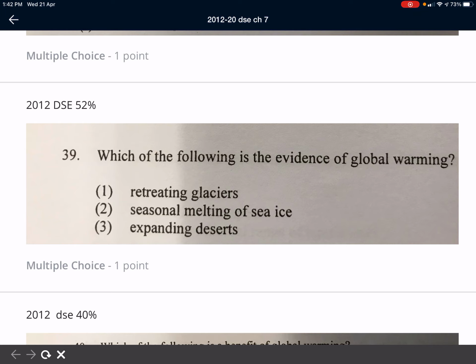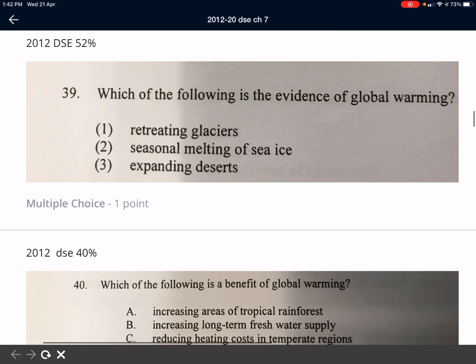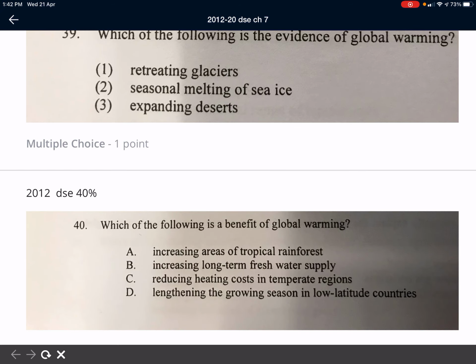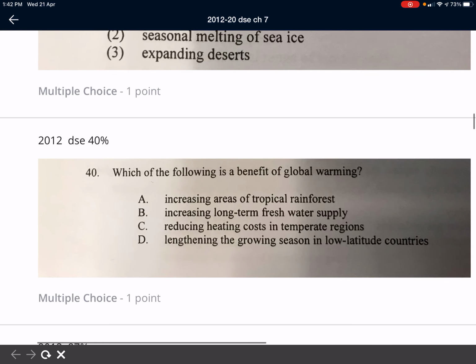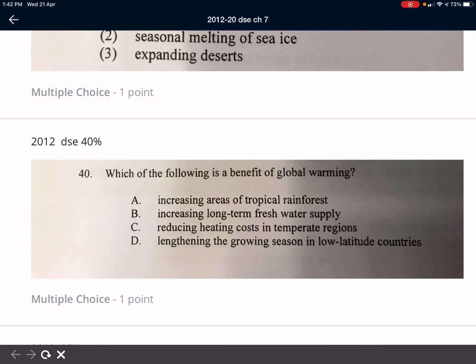And how about number 3? Expanding deserts, true, because the higher temperature will make the deserts more evaporated, and then a drier climate will take place in the marginal land, and the expanding deserts will occur. Okay, number 14, which is talking about which of the following is a benefit of global warming. Okay, increasing area of the tropical rainforest? Lower, because you should know that the tropical rainforest is getting lower and lower in extent.